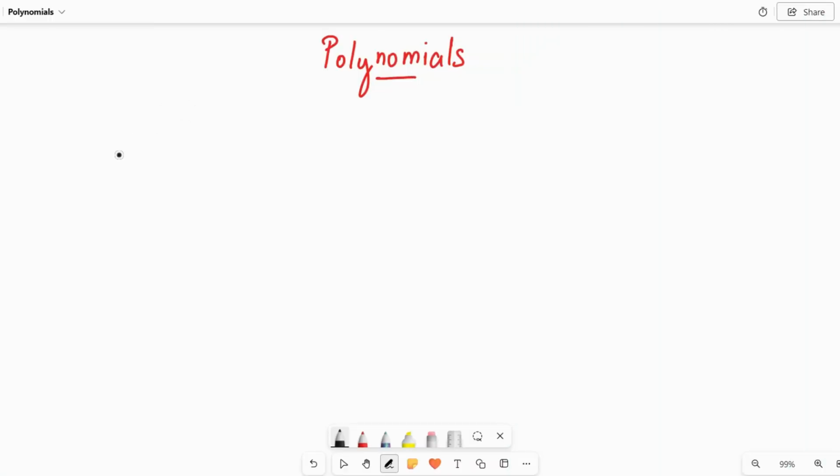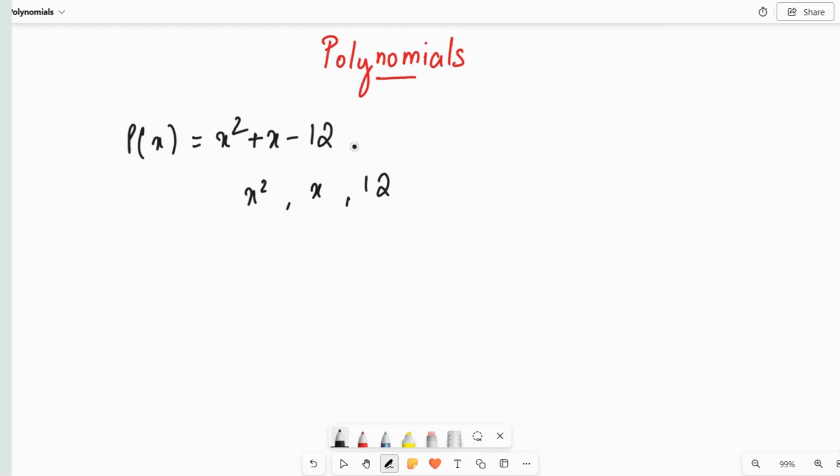Let's begin with the basics. Polynomials are algebraic expressions made up of variables and coefficients. We can perform arithmetic operations like addition, subtraction, multiplication, and raise them to positive integer exponents. However, we cannot divide them by a variable. For example, there is a polynomial p of x as x square plus x minus 12. So in this example, the terms x square, x, and 12 are separated by plus or minus signs, and each part is a polynomial expression.